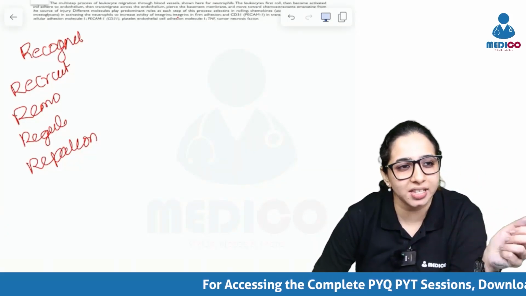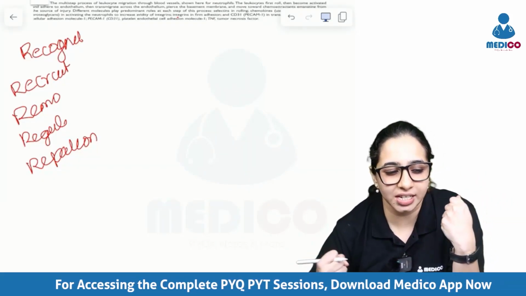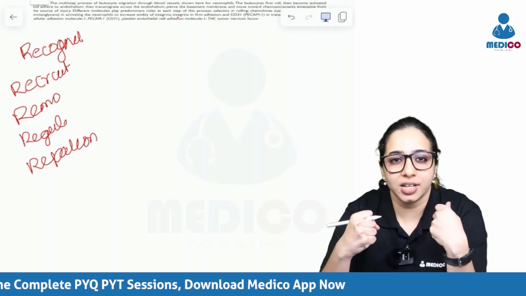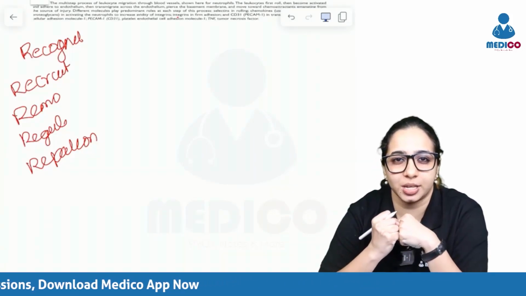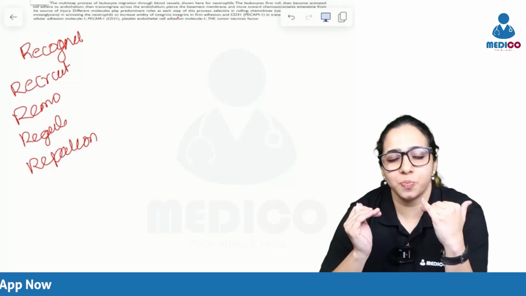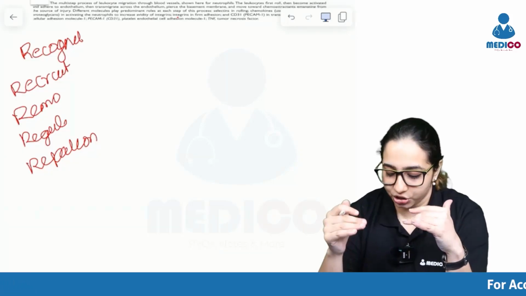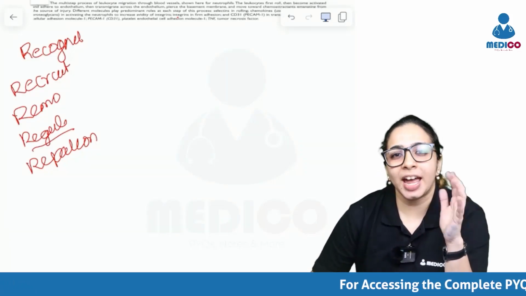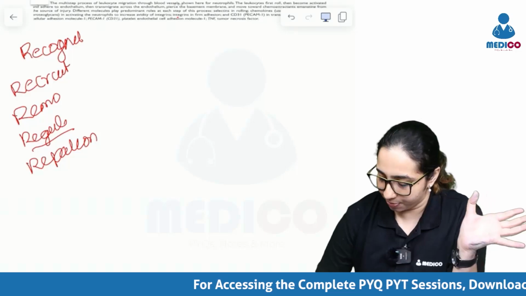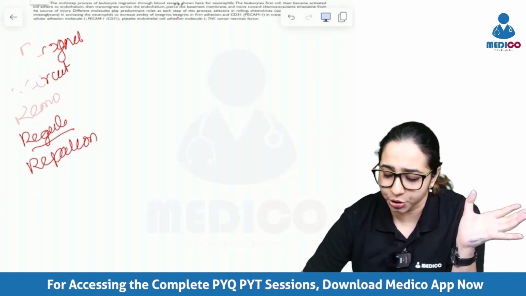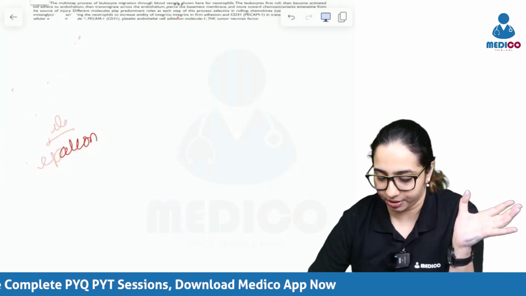Now the body is in a state of, I would say, war against the noxious stimulus, and that has to be brought down to the normal state. So that is your regulation. And then you have to have repair. Repair is, you need to bring the body back to its normal state.